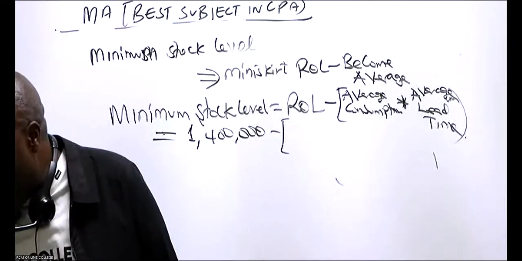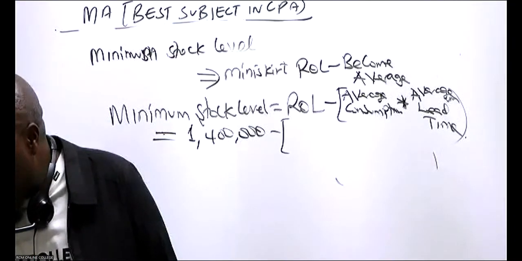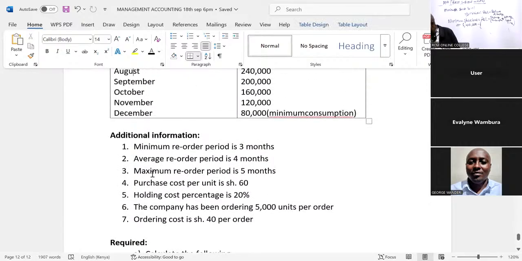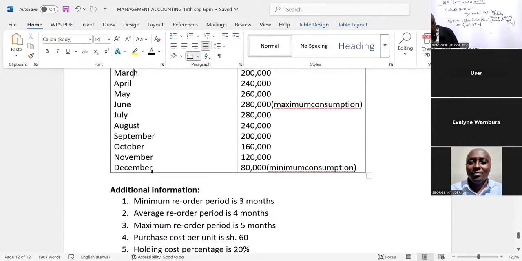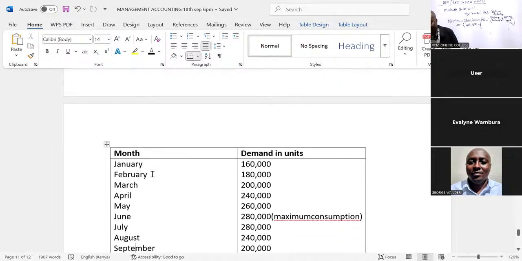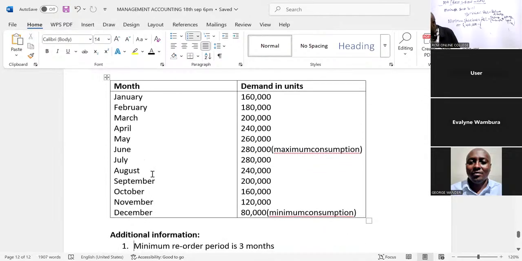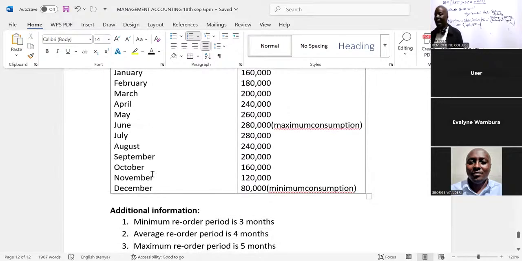So in this case, we must look for the total. You add everything from that demand. Consumption is the same as demand. So you take 160,000 all the way, you add 180,000, 200,000, all the way up to 80,000. Add all of them. Tell me what do we have. I want to get average consumption.